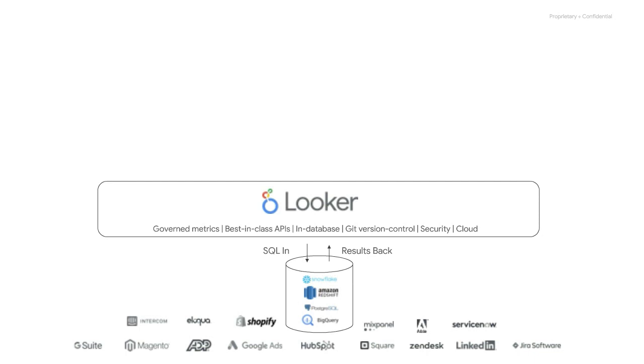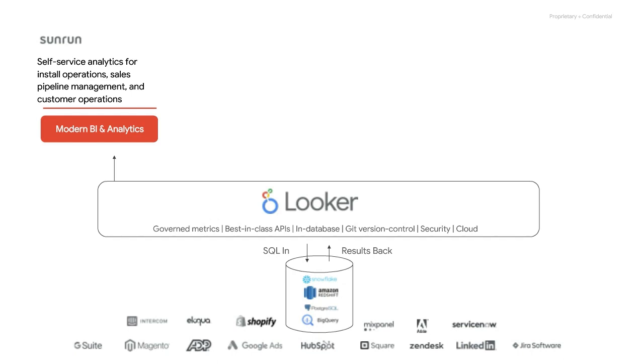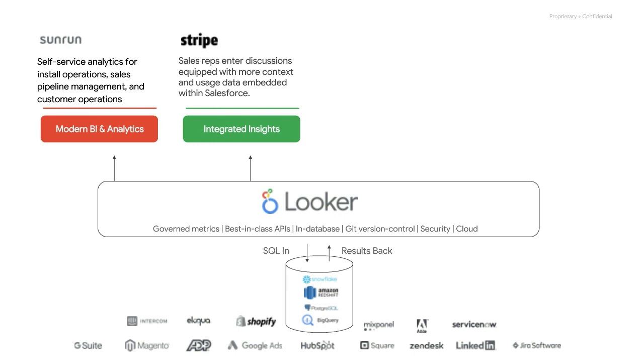Number 1, beginning with your traditional modern business intelligence. Sunrun's a great example. They're bringing all their company data together to get a unified view of their customer, providing self-service analytics for install operations, sales pipeline management, and customer operations. But BI is just one data experience. We see companies working with data in very innovative ways, integrating it into every part of their business in ways that go well beyond reports and dashboards. Companies like Stripe, for example, have their sales reps have much more context on their customer calls with valuable usage data embedded within Salesforce.